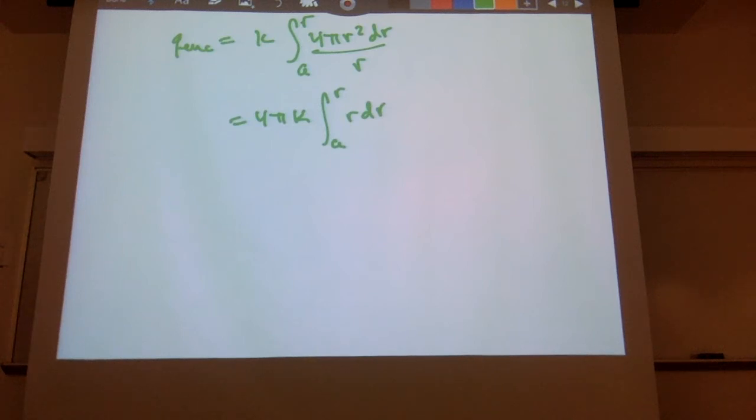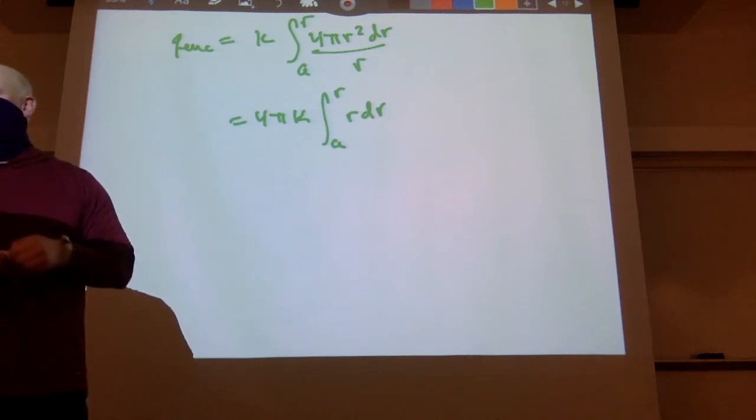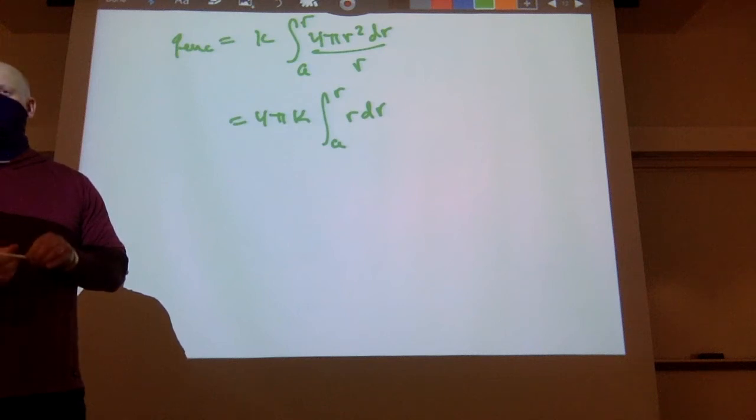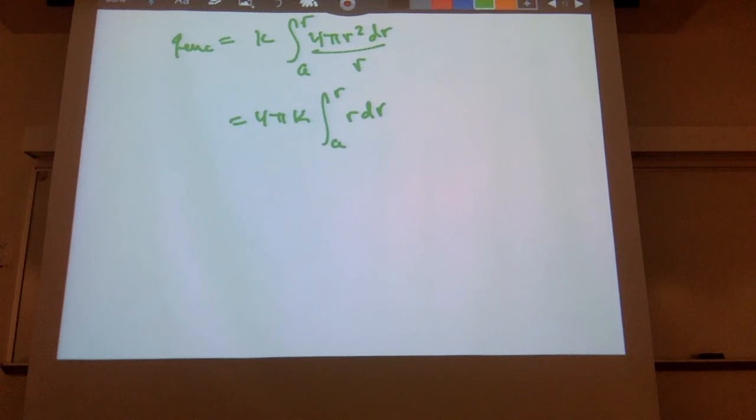I get to feel like a pirate when I do this. R dr. What's the integral of r dr? The integral of r dr. Besides a pirate, what's an integral? R squared over 2. Good. So this is going to be 2 pi K times r squared minus a squared.